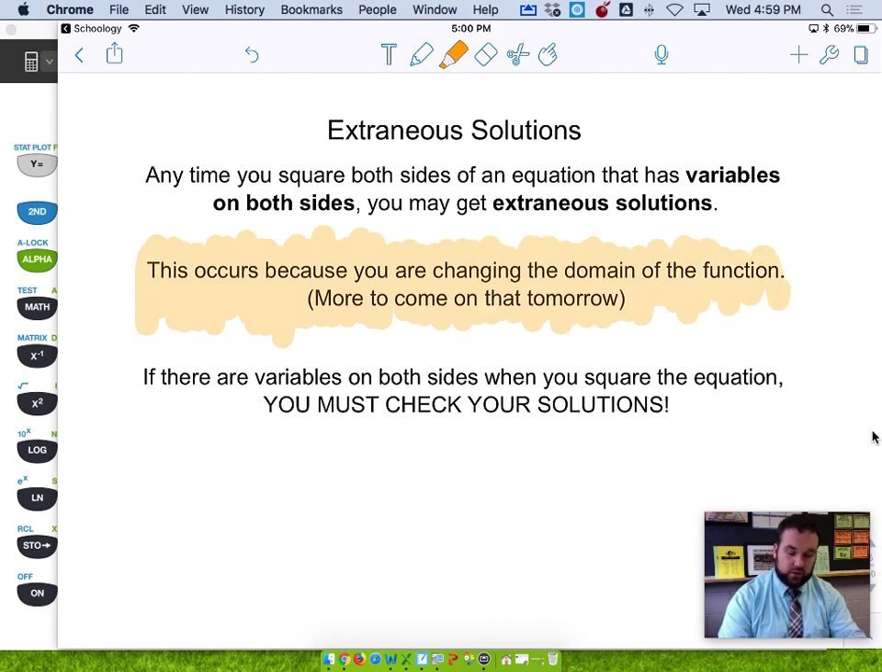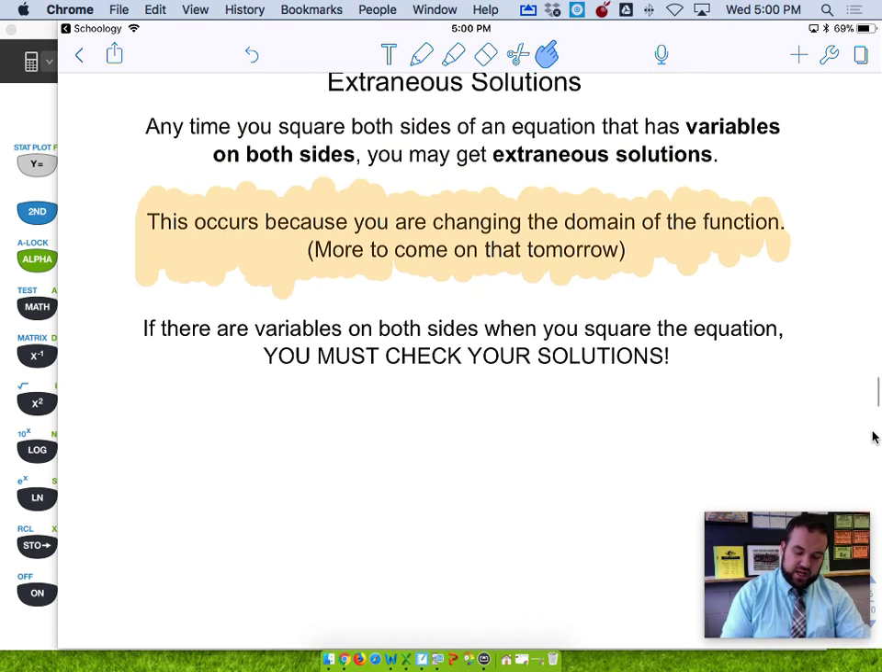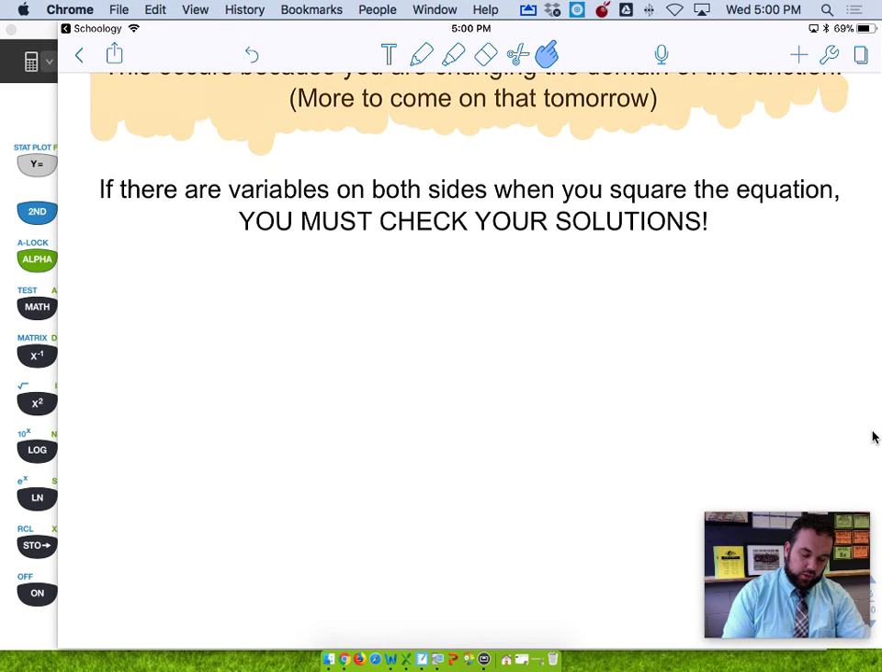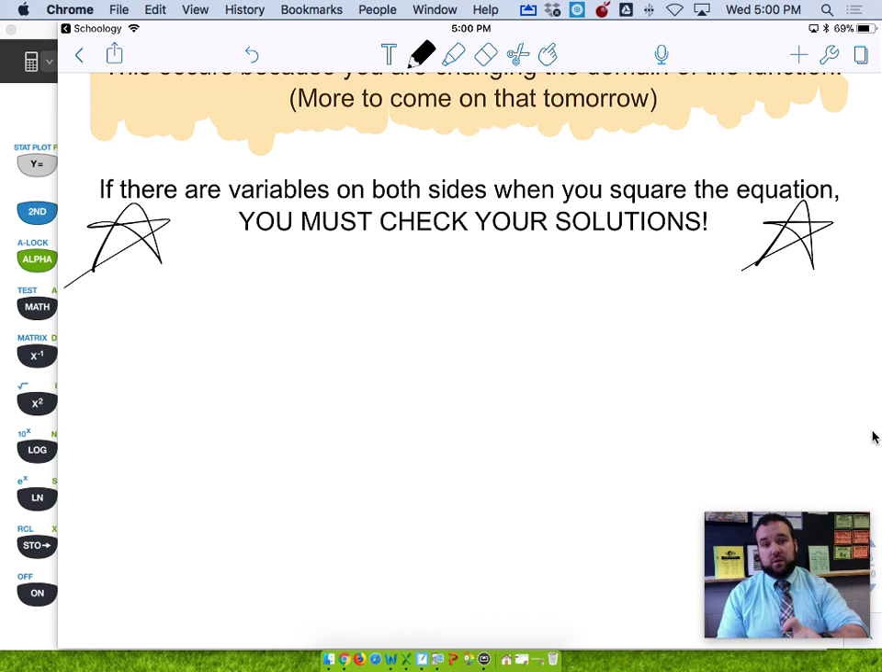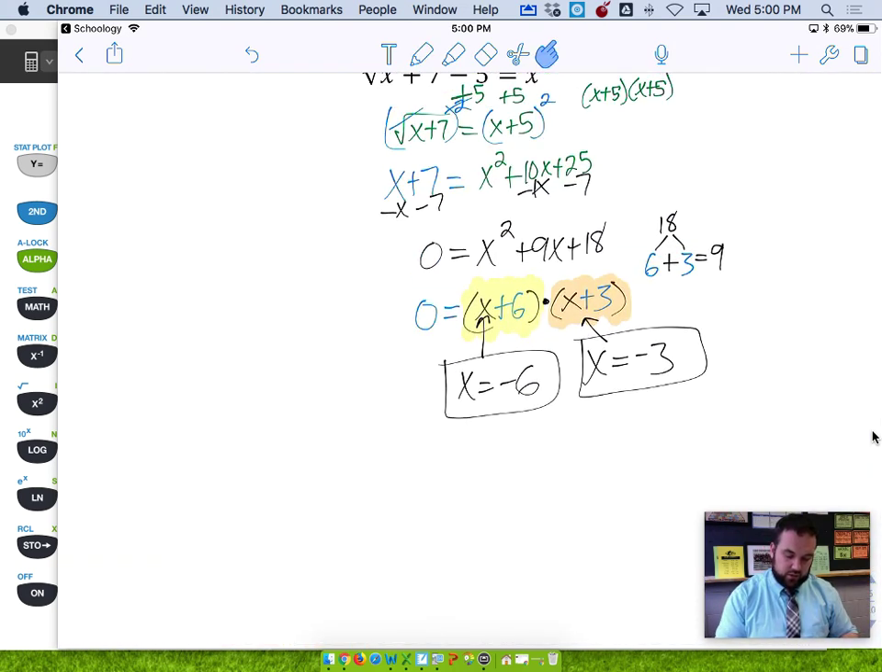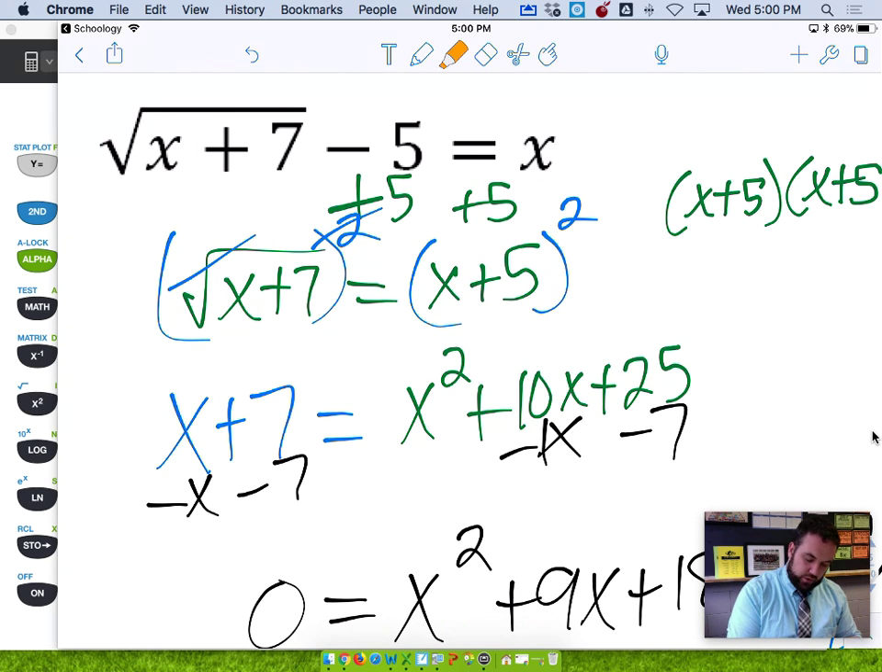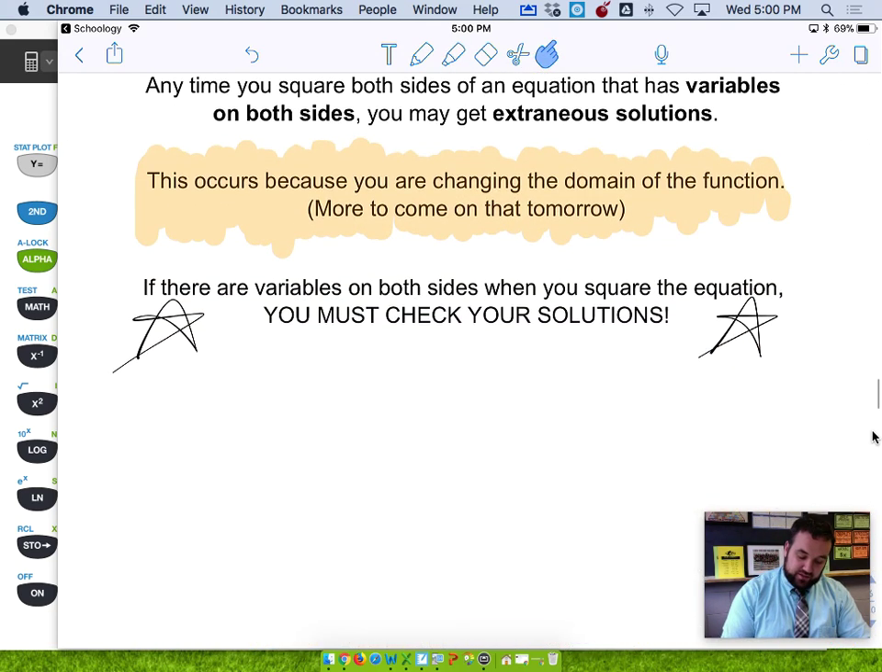This is the topic that we'll be covering tomorrow, or in section 6.6. But if you're taking notes and you're like, I don't even know what he's talking about, this is the statement you've got to star, underline, whatever. If there are variables on both sides of the equation when you square it. So when we squared to get rid of that square root, if you look back here quick, there was x on both sides of the equation. If that is the case, we have to check our answers. There's no two ways about it.